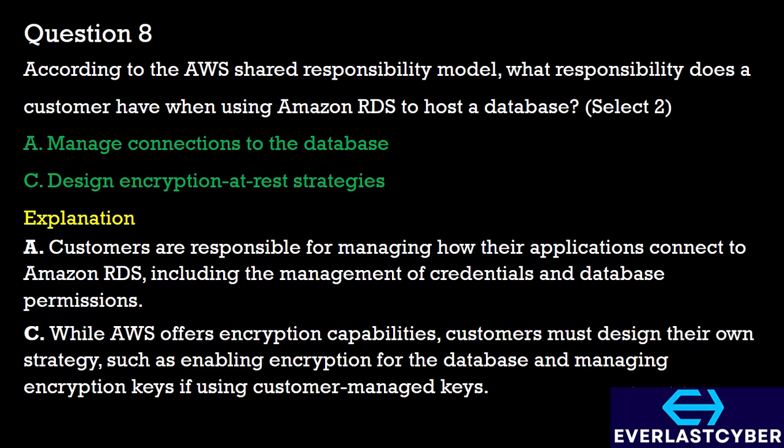Customers are responsible for managing how their applications connect to Amazon RDS, including the management of credentials and database permissions. For C, while AWS offers encryption capabilities, customers must design their own strategy, such as enabling encryption for the database and managing encryption keys if using customer-managed keys. So, for the AWS Shared Responsibility Model, the responsibility that the customer has is managing connections to the database and designing encryption at rest strategies.